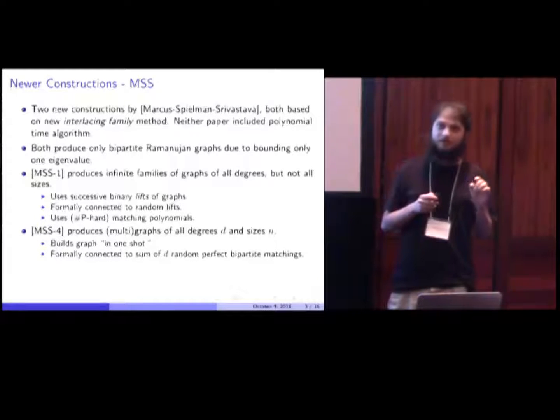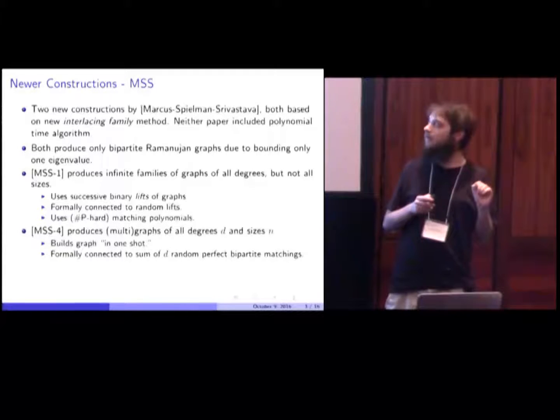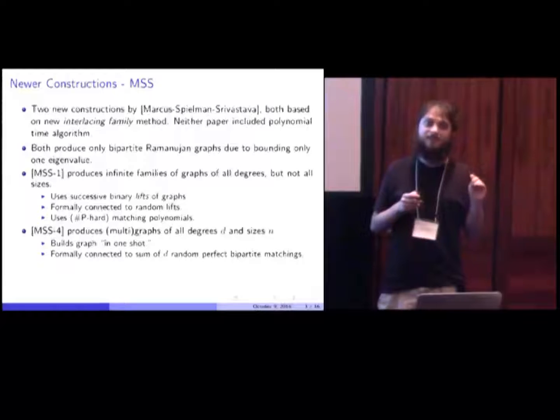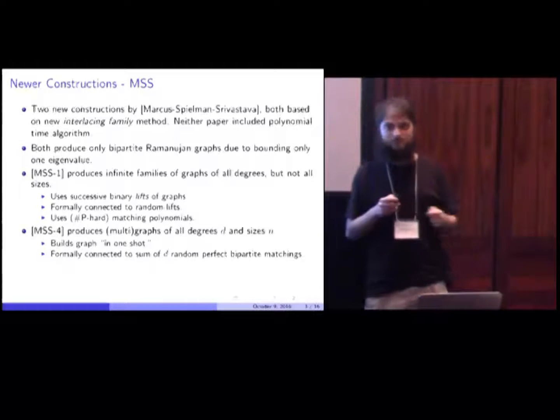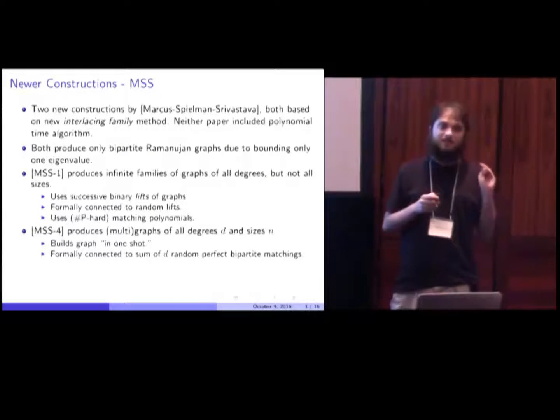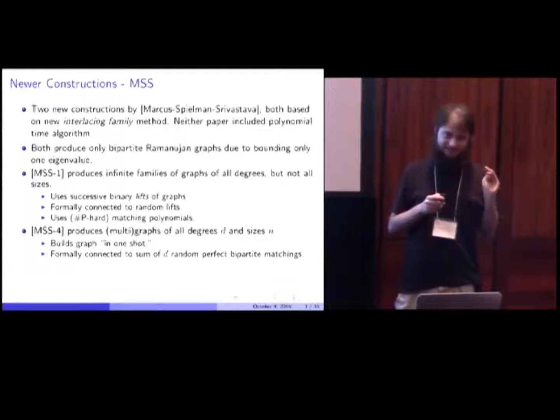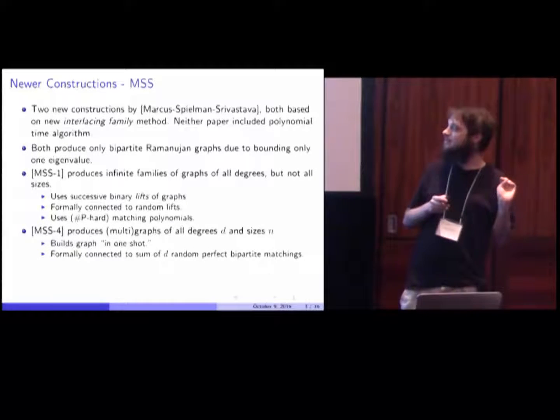So rather than repeatedly lifting, it just builds a graph in one go. And in this case, the random process that you look at, instead of being take an existing graph and lift it in a random way, it's just take a set of D random perfect bipartite matchings, combine them, get a graph. Again, this is not actually saying that this random process gives you a Ramanujan graph, but it's sort of implicit in the analysis that you're doing this.